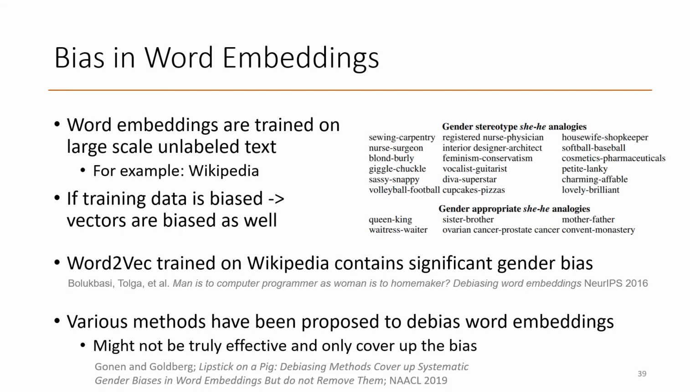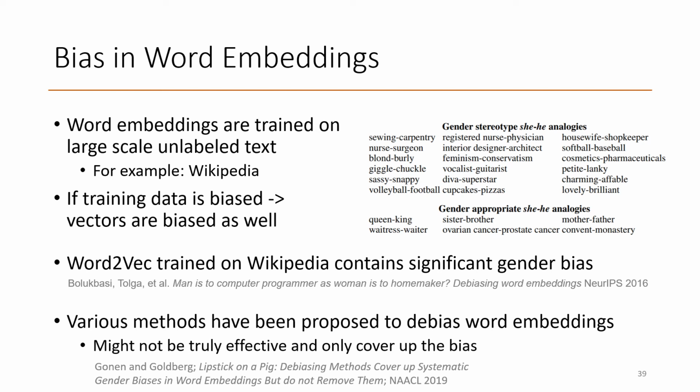Let's talk a bit more about bias in word embeddings. Word embeddings are usually trained on large-scale unlabeled text. And for example, a common resource for that is the usually associated high-quality Wikipedia. And important here is to know that if the training data is biased, the vectors will be biased as well. And in this example on the right, we can see that when Word2Vec is trained on Wikipedia, the resulting vectors contain significant gender bias with female to male analogies associating certain stereotypical words more with the female label than the male he word.